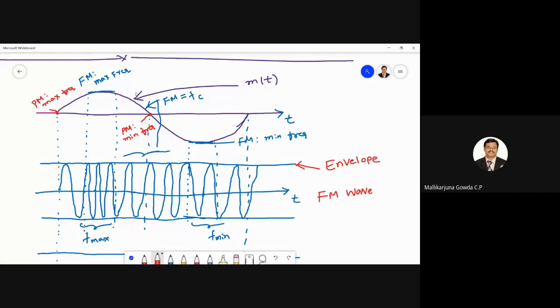So for the rest of the things, at this point of time for PM, for phase modulation, I say the frequency will be equal to the unmodulated carrier frequency. Even for this point of time also. I hope you are able to find the difference now between PM and FM. Yes, able to find the difference.